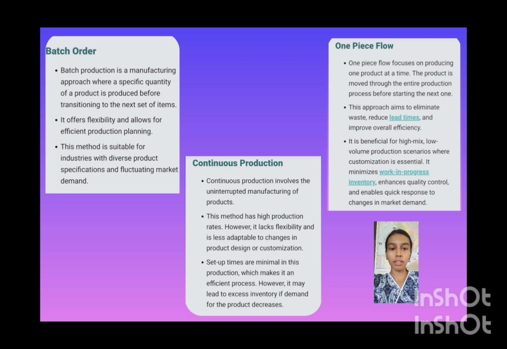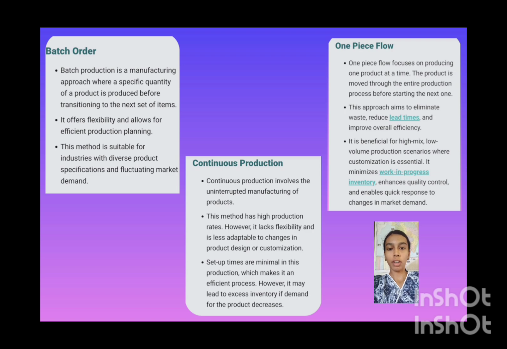Batch order. Batch production is a manufacturing approach where a specific quantity of a product is produced before transitioning to the next set of items. It offers flexibility and allows for efficient production planning. This method is suitable for industries with diverse product specifications and fluctuating market demand.